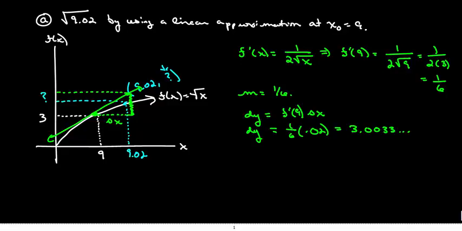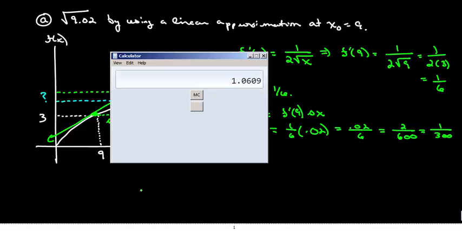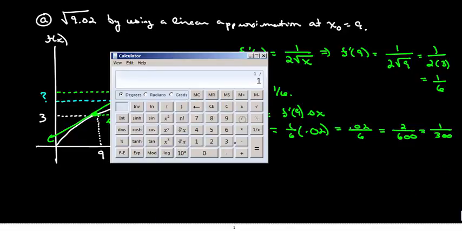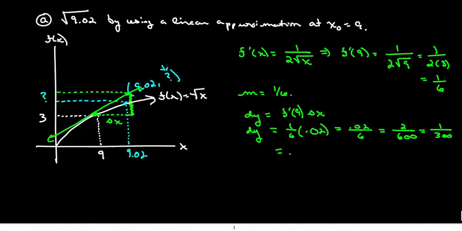Whoops, sorry, I said that wrong. I wrote down the answer here. This is 0.02 over 6, which is the same as 2 over 600, which is 1 over 300. And if we take 1 and divide it by 300, we get 0.003 repeating. So this is 0.003 repeating. That's this green length right here.